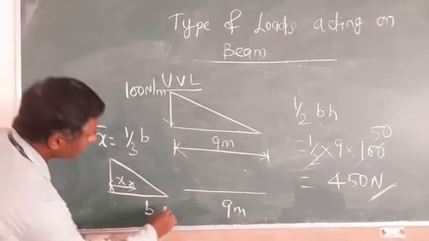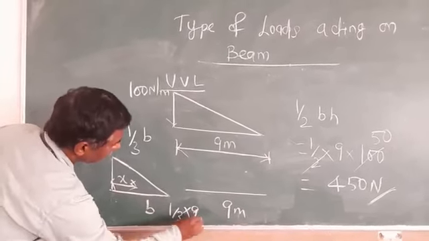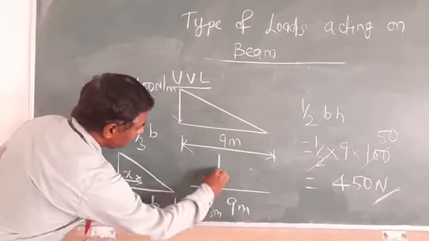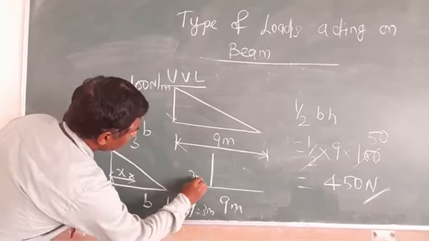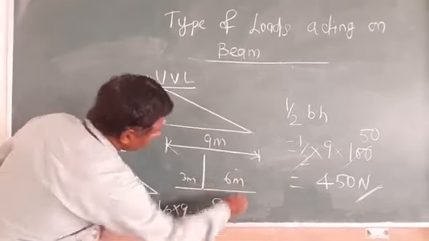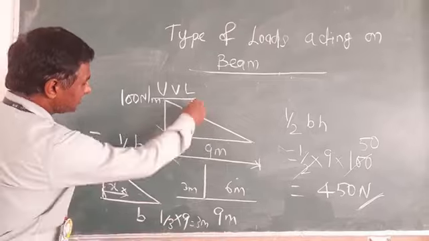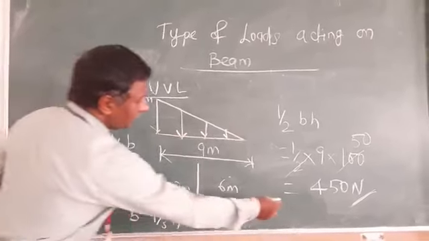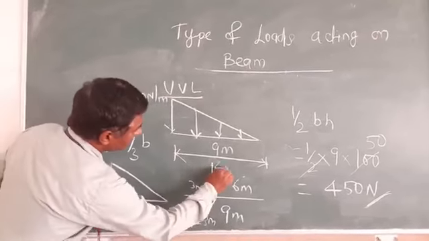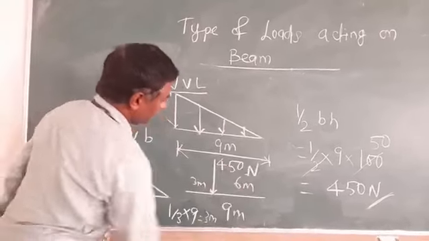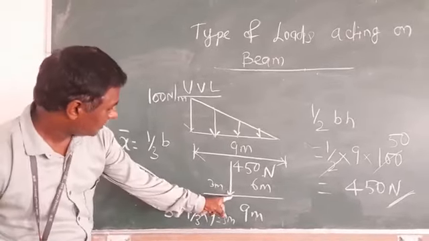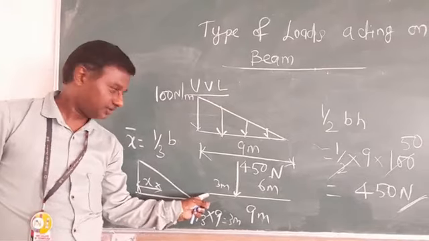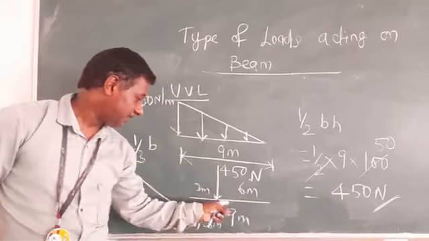For this problem, the base will come as 1/3 into 9, so we will get 3 meter. So the centroid is acting from here at 3 meter, and the remainder is 6 meter. Since it is a downward load, the point load will be a downward load. The total load is 450 Newton, which is acting 3 meter from the left support as well as 6 meter from the right support.